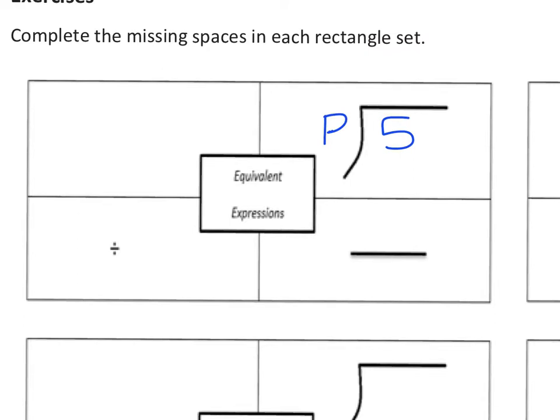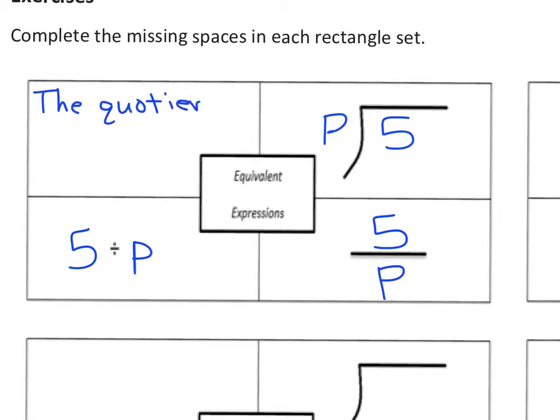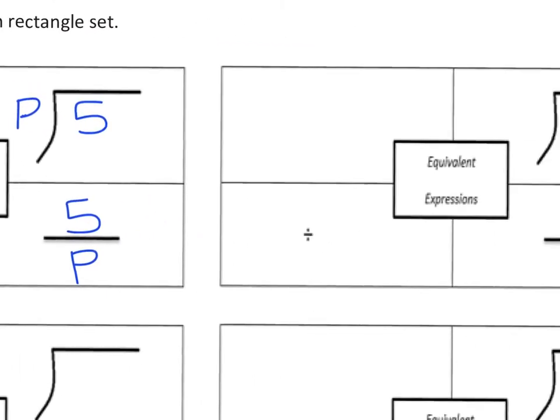Okay, so hopefully you realize that 5 is my dividend, right? That's the number being divided, so that goes on top of my fraction. And that p is what I'm dividing by. It's my divisor, so that goes on the bottom, which means 5 goes first over here, p goes second. And I'm looking for, I'm just going to do it this way, the quotient of 5 and p. Because 5 is my dividend and p is my divisor. How'd you do? Awesome. Okay, let's go over to our next box.